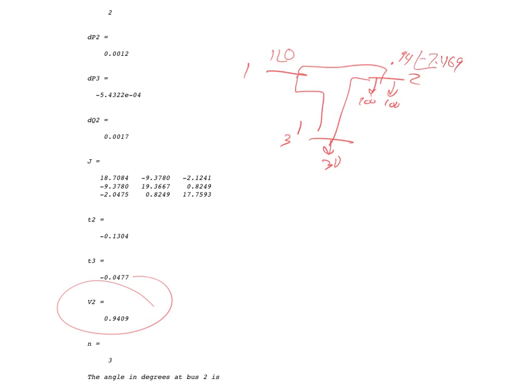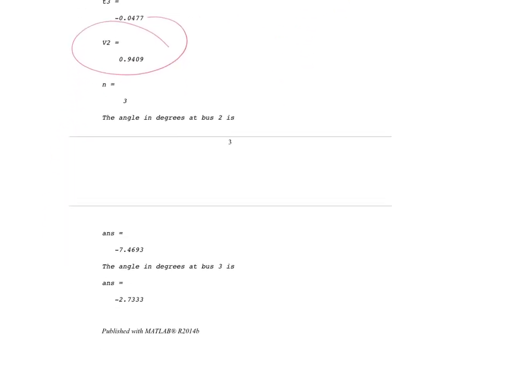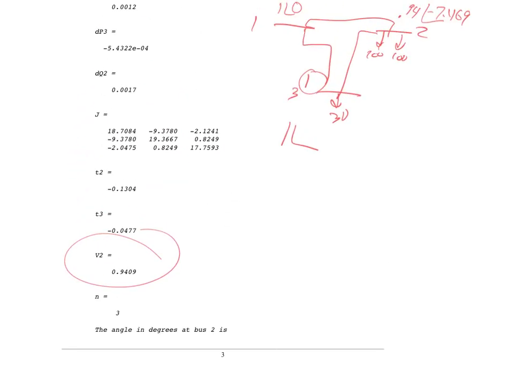And what was this voltage here? At bus 3, 1 at an angle of, do you remember what that is? Negative 22? I can pull it out. Negative 2.7.